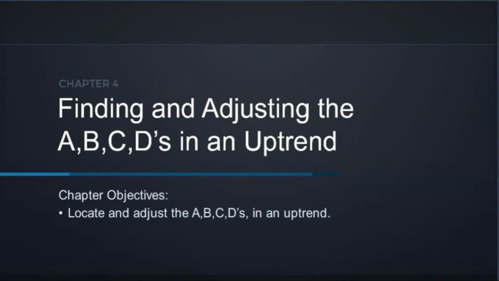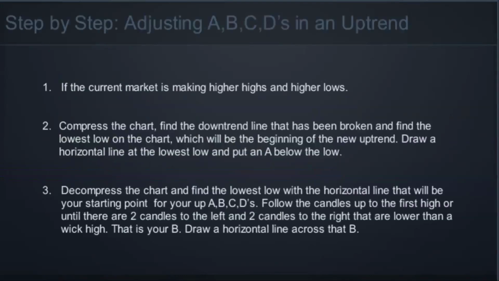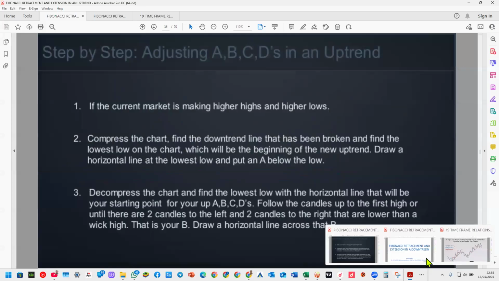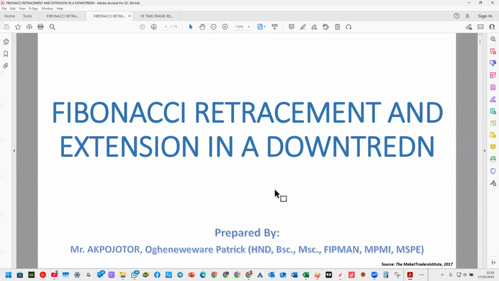Okay. So adjusting the ABCDs, we've talked about that one before. It's basically the same thing. Nothing different except that one is uptrend and one is downtrend. So how do you draw the downtrend? The downtrend, you just take it from down, and the up, you just take it from up.